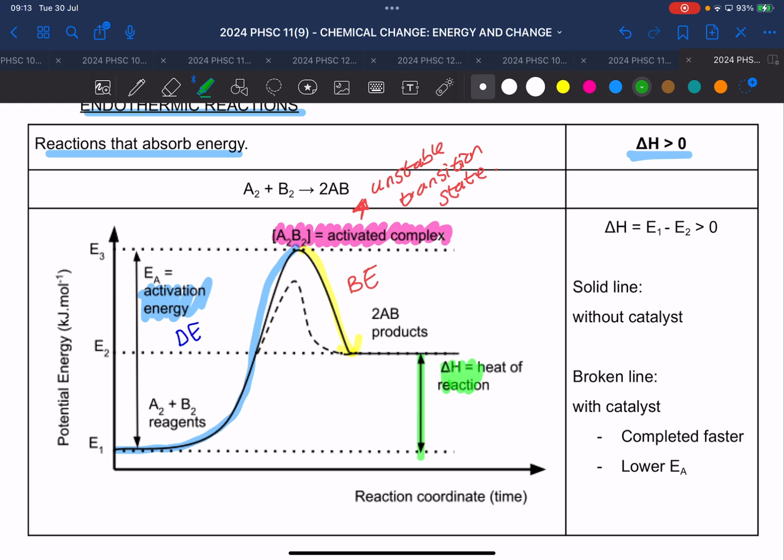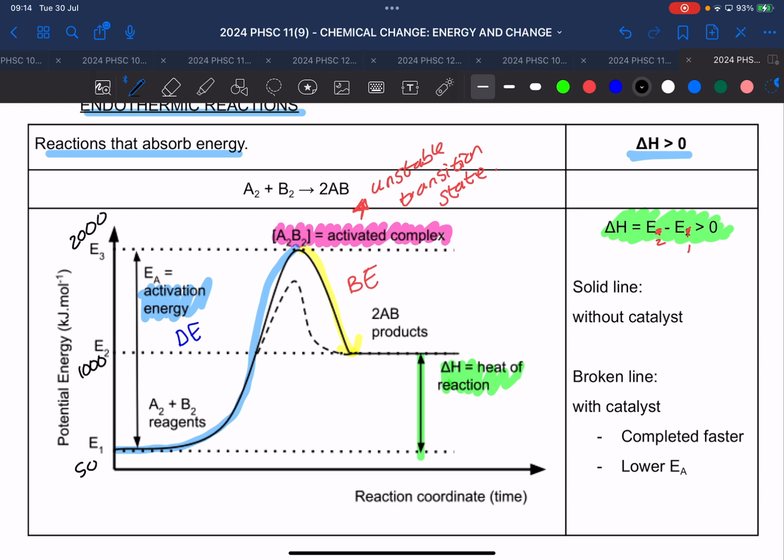It's the difference between the energy of the products and the reagents, or the reagents and the products. This is actually the wrong way around. This must be E2 minus E1. Okay, now let's play pretend. Let's put in hypothetical values. Let's say this is 50 and this is 1,000 and this is 2,000.